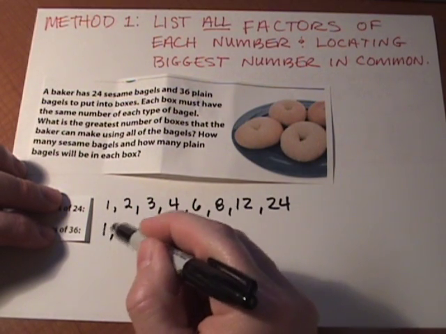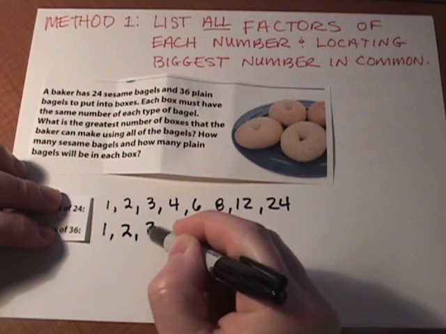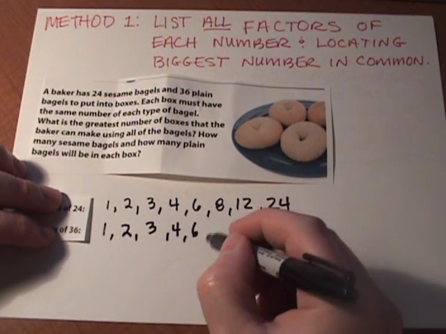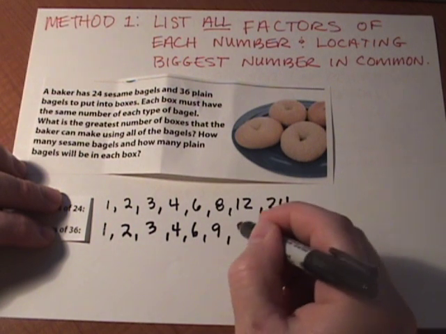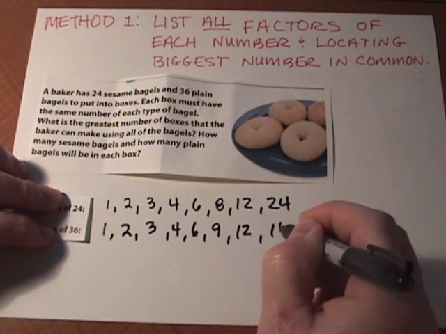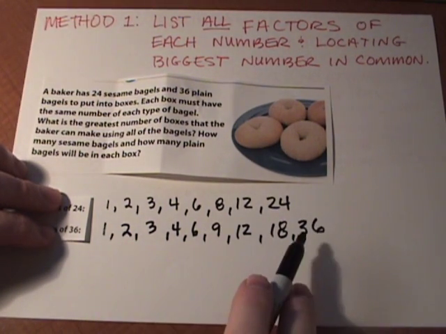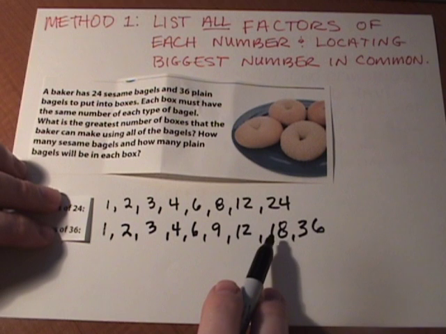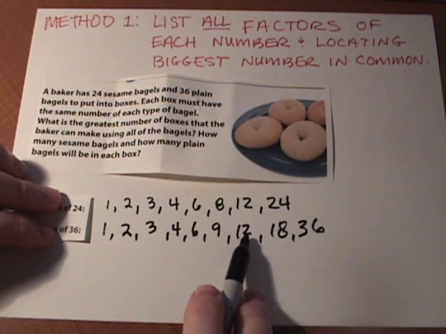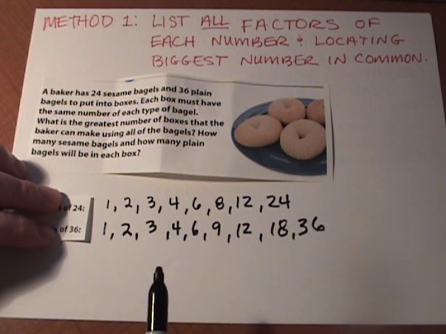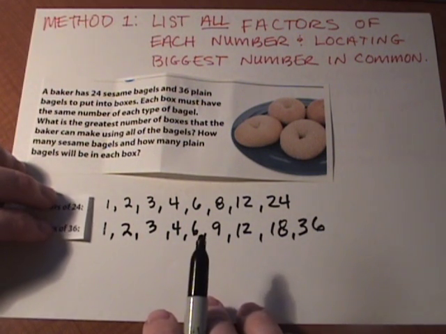So I know there's 1, 2, 3, 4, 6, 9, 12, 18, and 36. So 1 times 36 is 36, 2 times 18 is 36, 3 times 12 is 36, 4 times 9 is 36, and then 6 times 6 is 36, but we only have to list that one once.